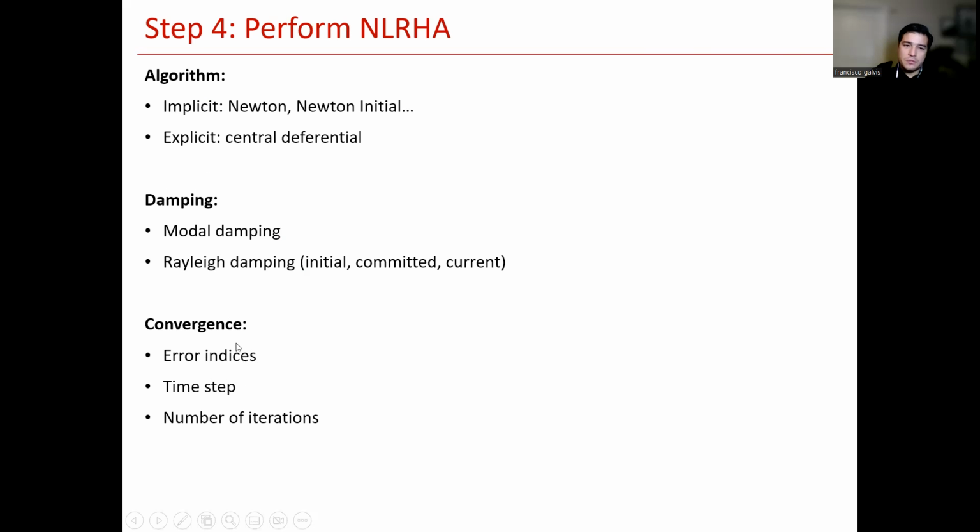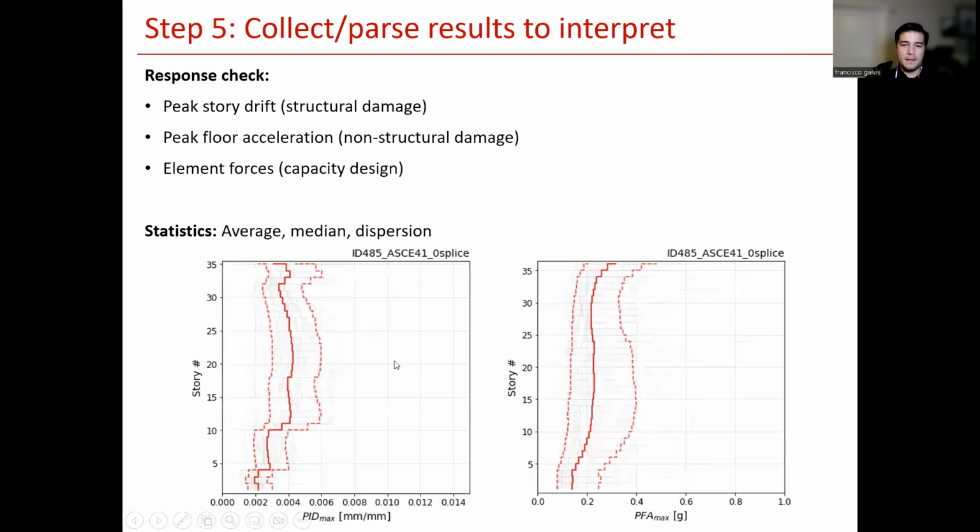And then you also have to set some convergence criteria, right? How you want to quantify error? What's the time step in your analysis? And how many iterations you want to accept to achieve convergence and continue the analysis to the next time step. And then finally, you collect all the results and you organize them.